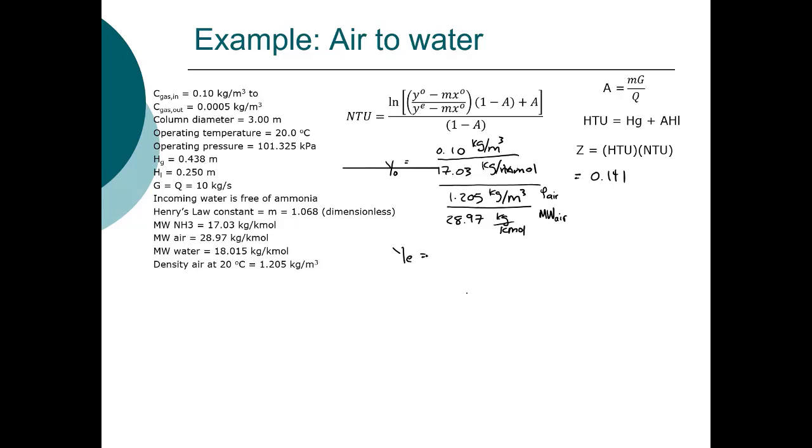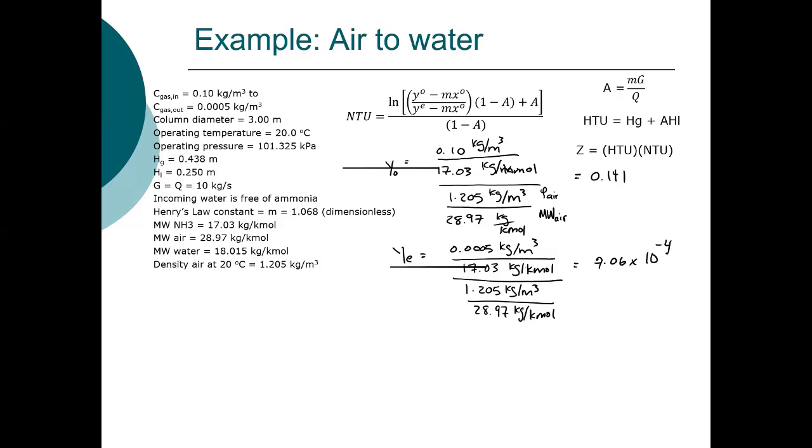Y sub E is equal to 0.005. I forgot a zero. 3 zeros. Kilograms per cubic meter. Again, we'll divide by the molecular weight of ammonia. Again, divide that by the density of air divided by the molecular weight of air. And that is equal to 7.06 times 10 to the minus 4.